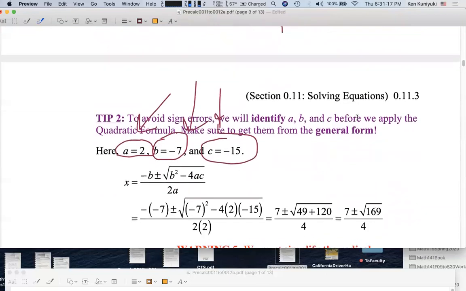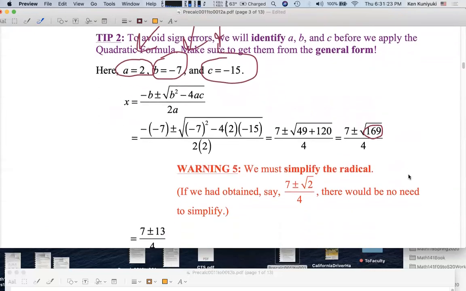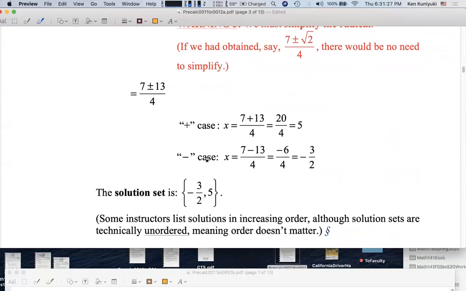And then when you plug in, notice that the discriminant, 169, is a nice perfect square. We end up with rational solutions, negative 3/2 and 5. The solution set consists of those numbers. Separate by commas, put braces. We take both the plus case and the minus case.